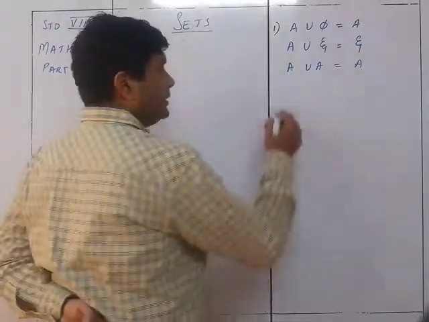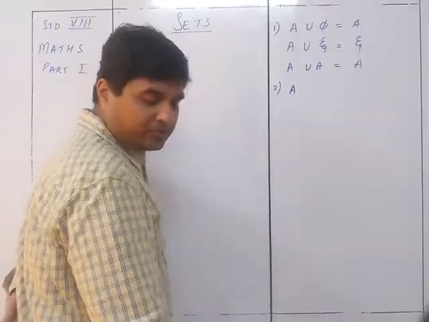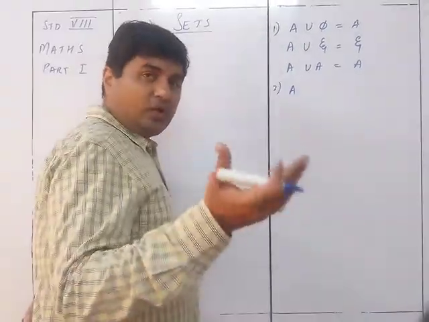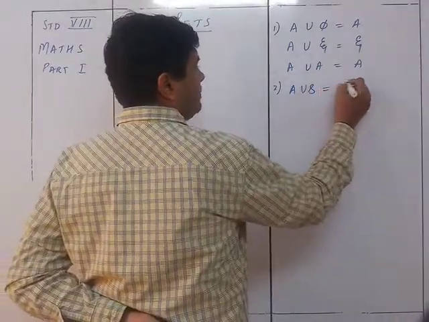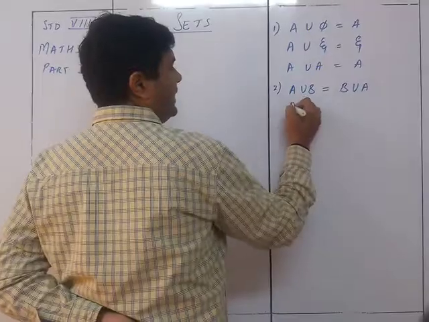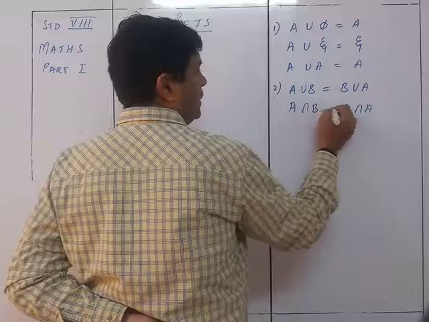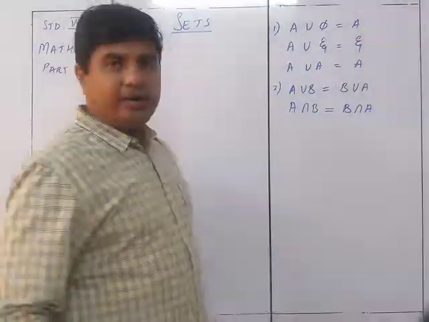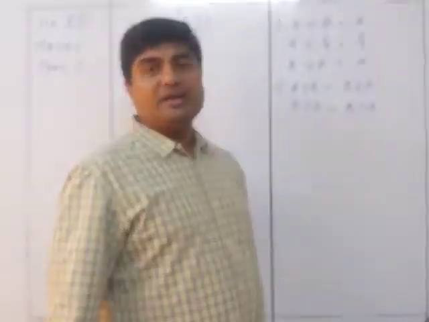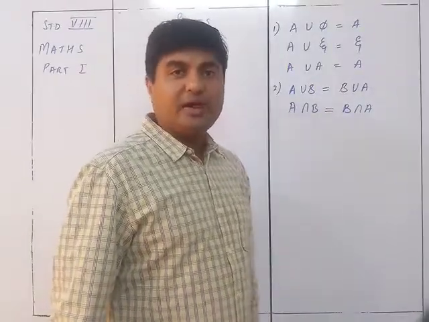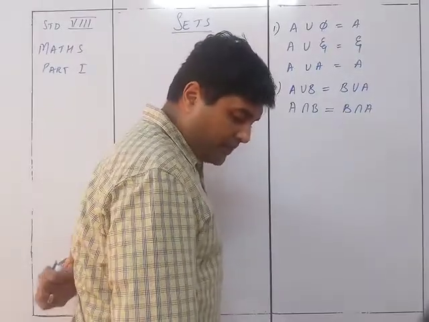The second thing is, the sets are commutative. What does commutative mean? Whether you write A into B or B into A, it's one and the same. So A union B is equal to B union A. Similarly, A intersection B is equal to B intersection A. So whether I change the order in which I am writing, it is going to remain the same, but it is not the same for A minus B and B minus A. A minus B and B minus A are not commutative. They are different. So that is one part.